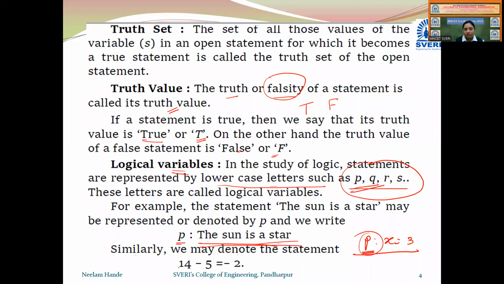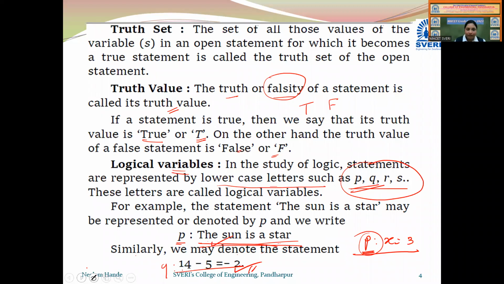Similarly, we denote the statement. This is also a statement. We can write something like 14 minus 3 is 5 minus 2. Whether it is true or false? False, right? Whenever some statements come, they can either be true or false, right? It cannot be both true and false.